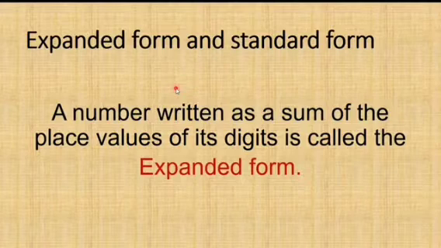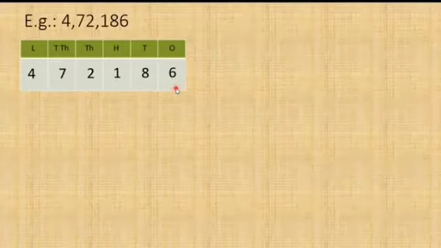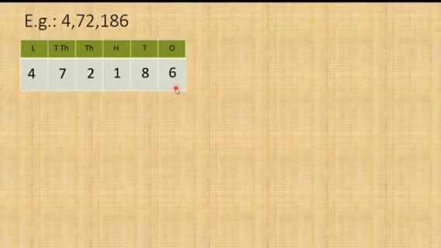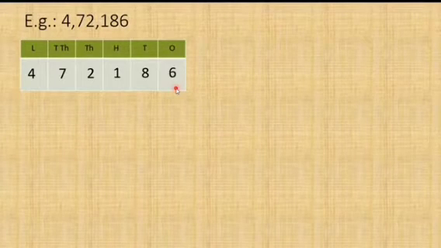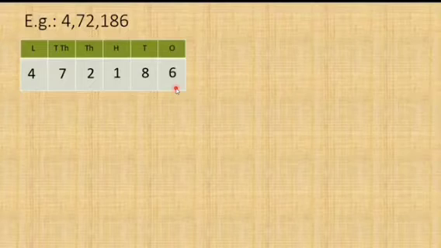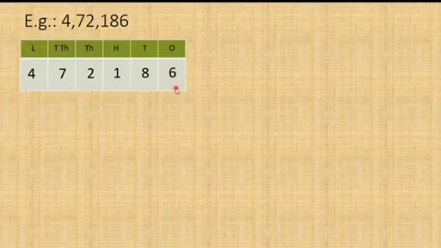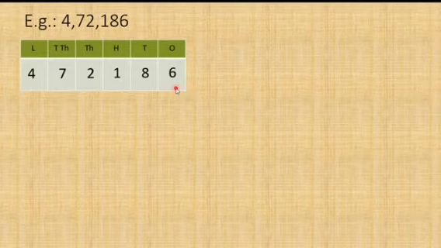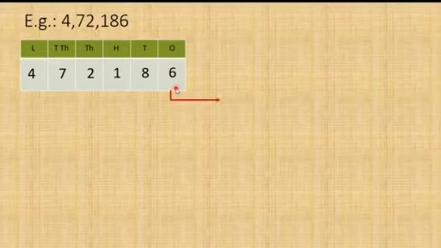Let us write the number, say, 4,72,186 in the expanded form. As the definition says, we will first have to write the place values of each digit and then add them. So let's start now. Place value of each digit in this place value chart. Now we have drawn the place value chart and filled all the numbers in their respective places. Now we will see individual place values.